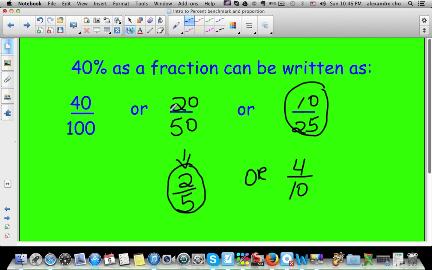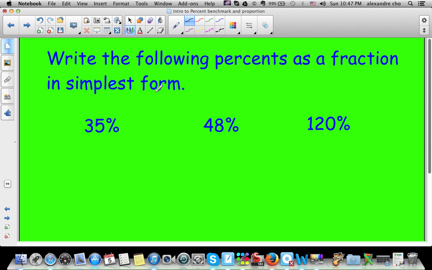Or even the first one here. 20 out of 50. 50 questions on the test. You got 20 correct. What does that mean? It means that it is 40%. Okay? Let's do one more. So I want you to change all these percentages to a fraction in simplest form. So press pause. Take a couple of minutes because this will take a little bit longer. And when you come back, we'll go over it.